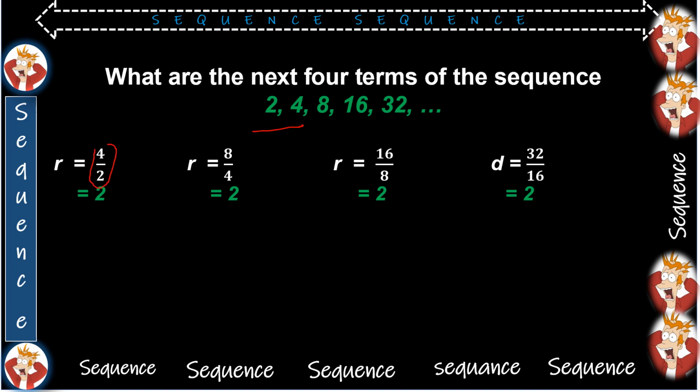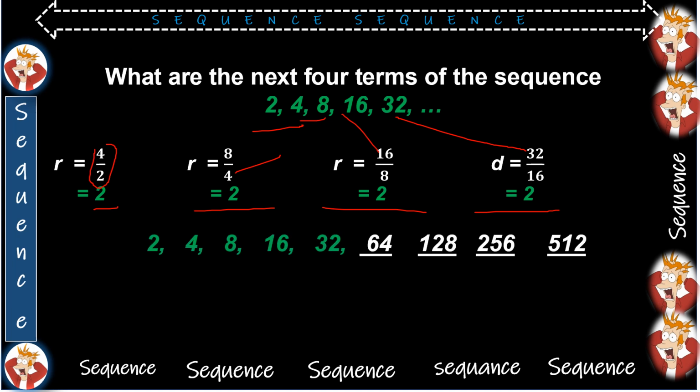So it's 4 over 2, that's equals to 2. 8 over 4, 16 over 8, and 32 over 16. Kanilang common ratio is equivalent to 2. And to obtain for the next terms, we just simply multiply our common ratio doon sa last term.